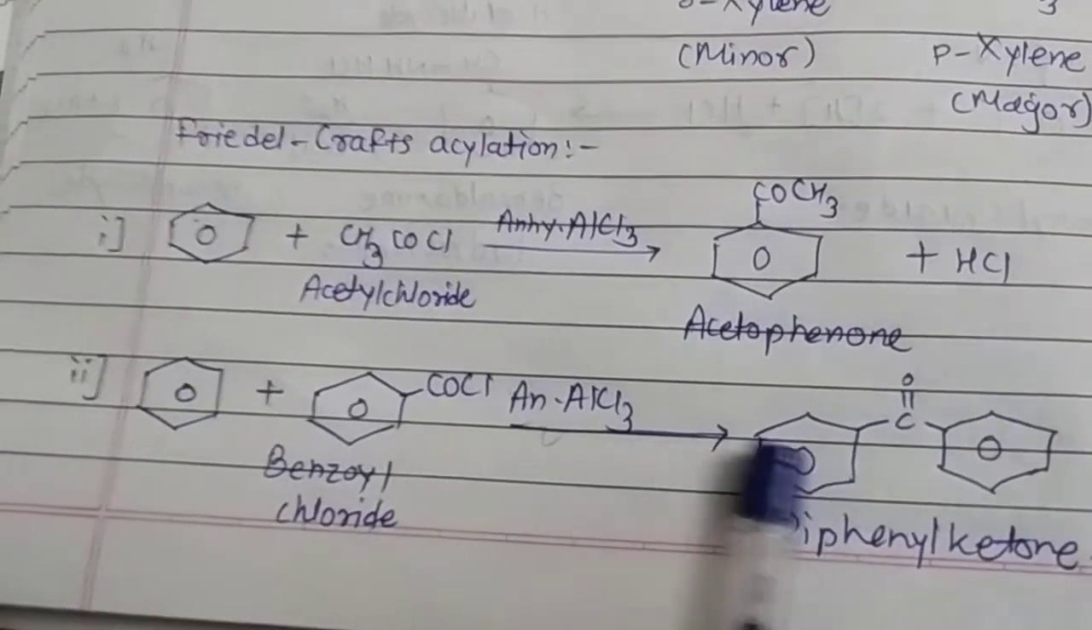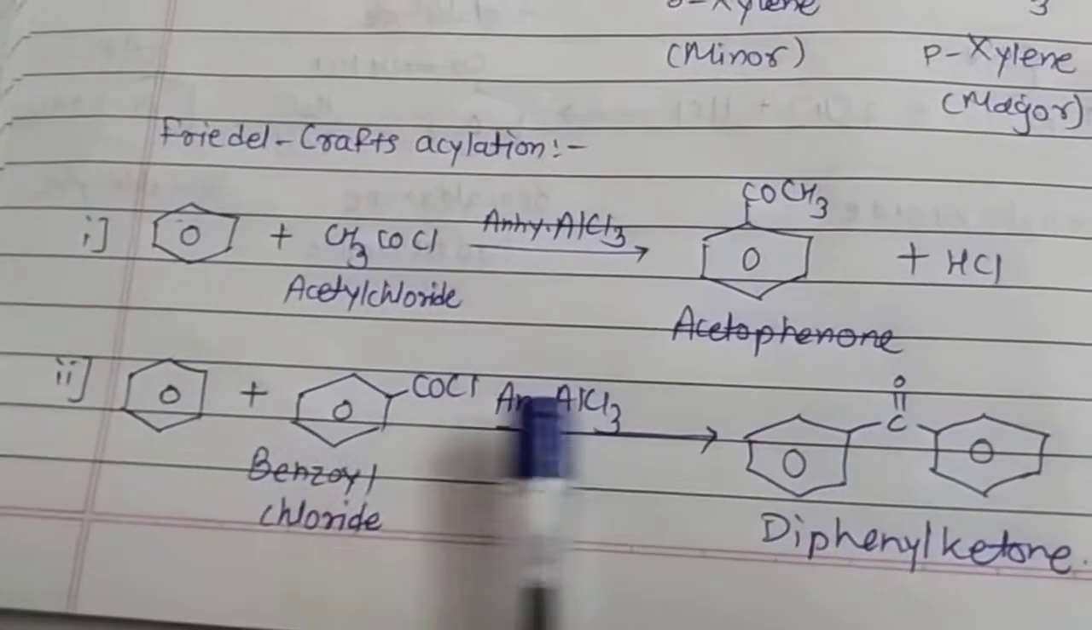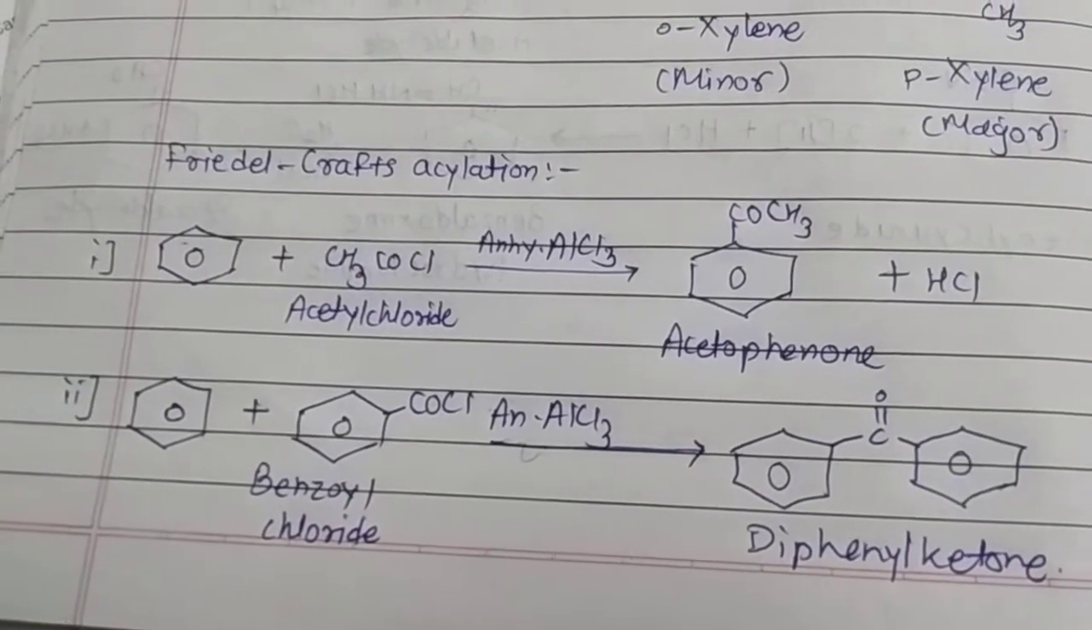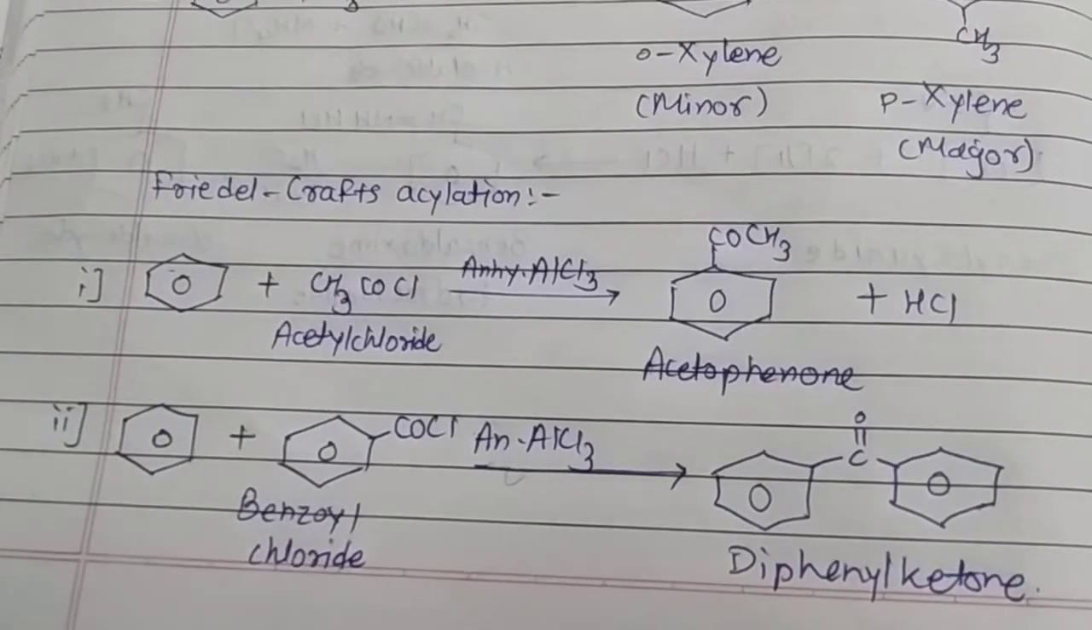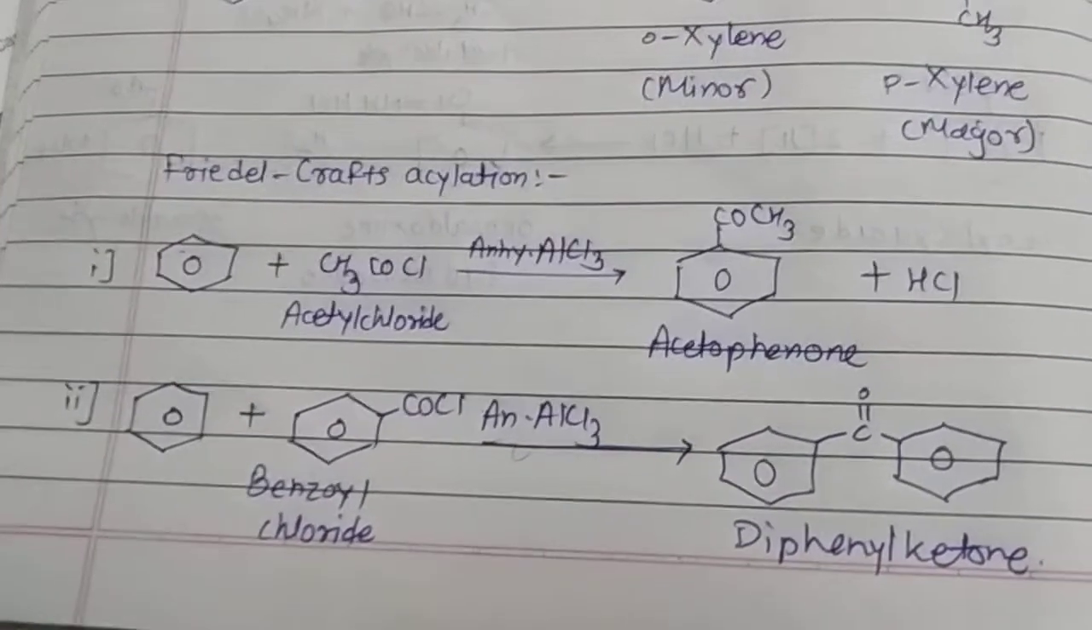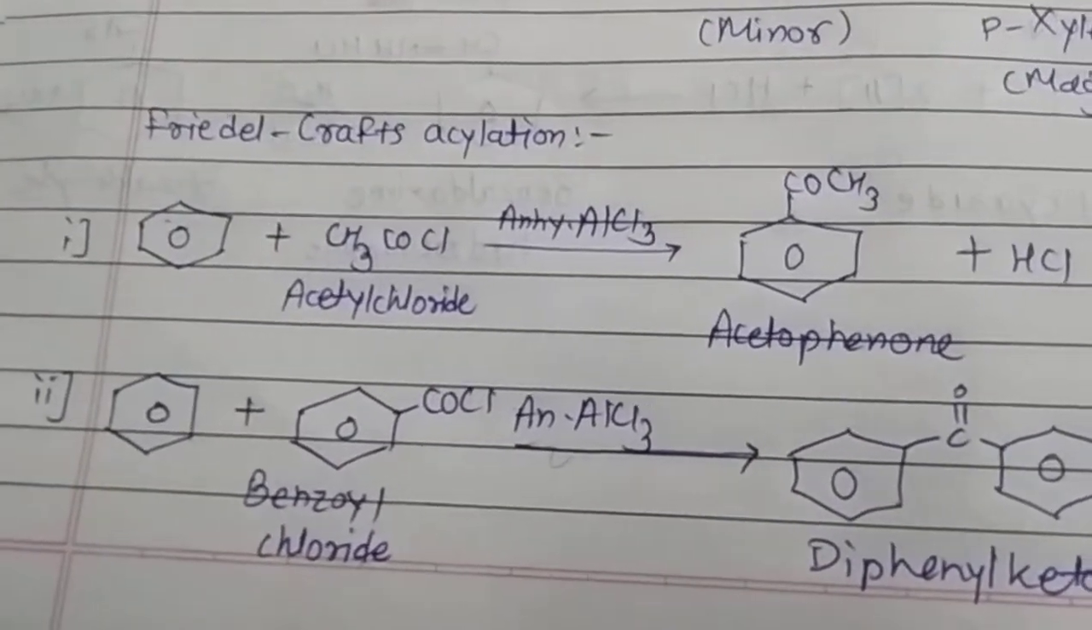So benzene ring, then this CO, and then again this benzene ring. So we get diphenyl ketone here from benzene plus benzoyl chloride. So this is known as Friedel-Crafts acylation. This is another example of electrophilic substitution reaction.